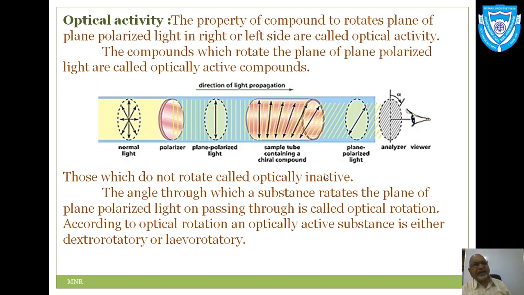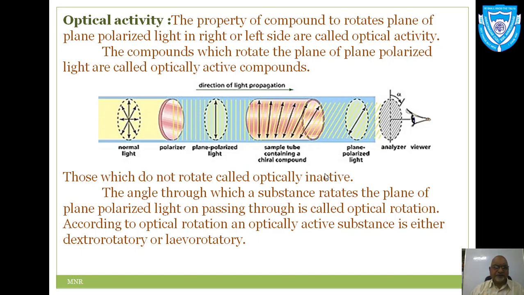Next is optical activity. Optical activity in simple terms can be defined as the property of a compound to rotate the plane of plane polarized light, that is PPL, to the right or left side. The compounds which rotate the plane of plane polarized light are called optically active compounds.